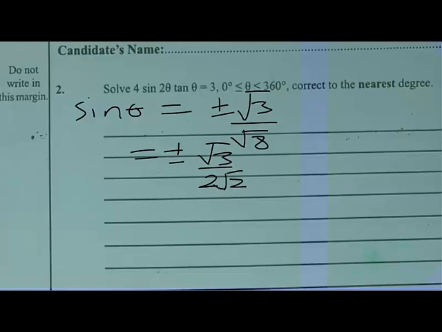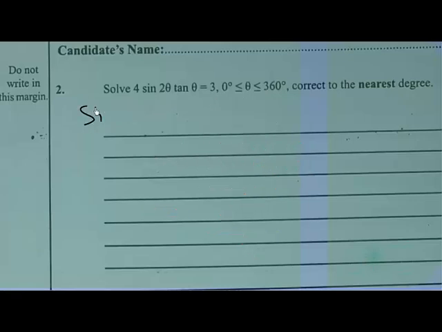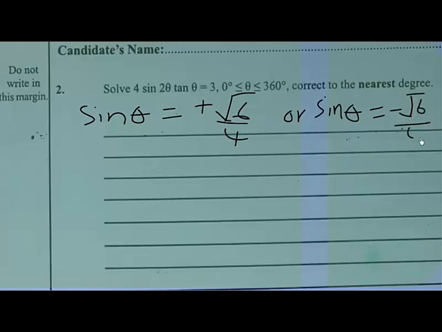So you might want to rationalize this. We multiply by root 2 over root 2. That will give us plus or minus square root of 3 times square root of 2, which gives square root of 6, all over root 2 times root 2, which gives 2 times 2, which is 4. So we have sine theta either equal to positive square root of 6 over 4, or sine theta is equal to negative square root of 6 over 4.